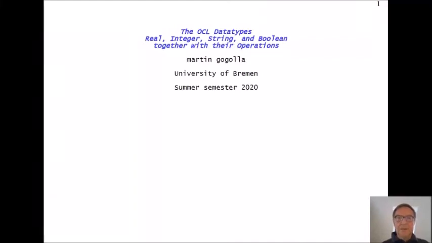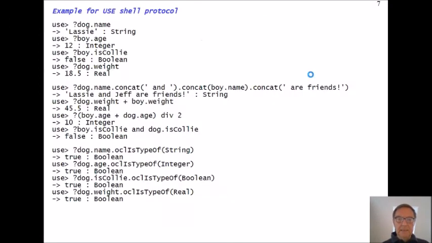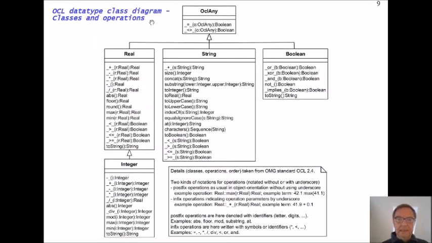Within the course Design of Information Systems, we are currently discussing OCL data types and their operations. We have seen already a class diagram with the four basic UML-OCL data types: real, integer, string, Boolean, together with a more general type OCL-Any. And within this class diagram we see the operations that are available on the respective types.